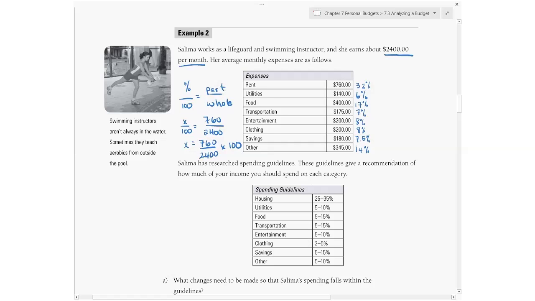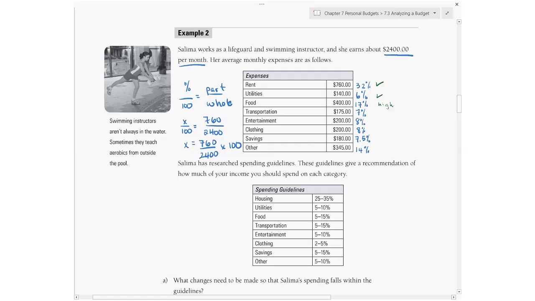So let's compare these to the guidelines here. So housing should be between 25 and 35%. That checks out. Let's change color here just for something different. So that checks out. 6% is good. Food, oh, that seems a little high. So food should be between 5 and 15%. She's spending $400 a month. So that's a little high.